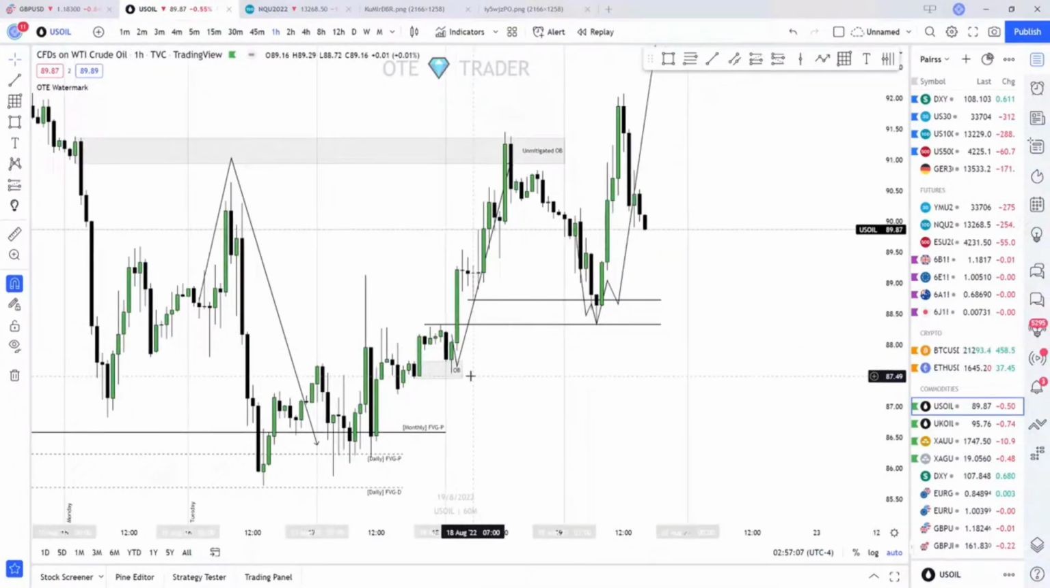Same with oil, right? I sent out oil with this order block unmitigated. We should bounce from it. We go to another unmitigated area of price, which is over here. See, unmitigated. Now it's mitigated again. Go back into it, right?